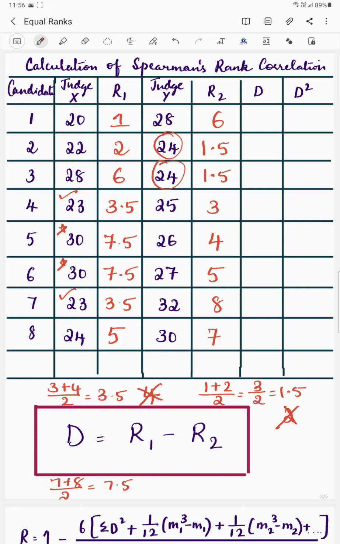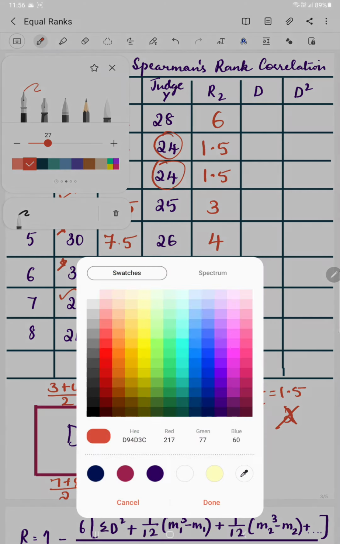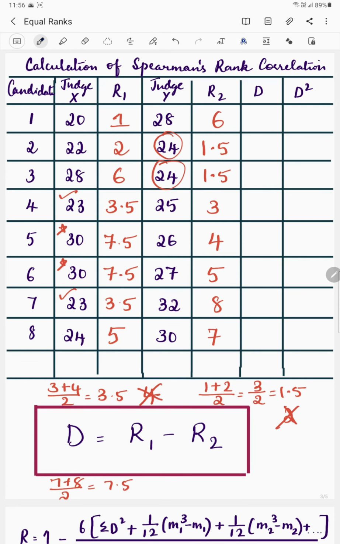So this is important in any problem. You need to first get the rank for both the series. After you get the rank for both the series, you can calculate the D value. Okay, now what is D formula? I have given here. D is equal to R1 minus R2. So here also we are going to take the same, R1 minus R2.